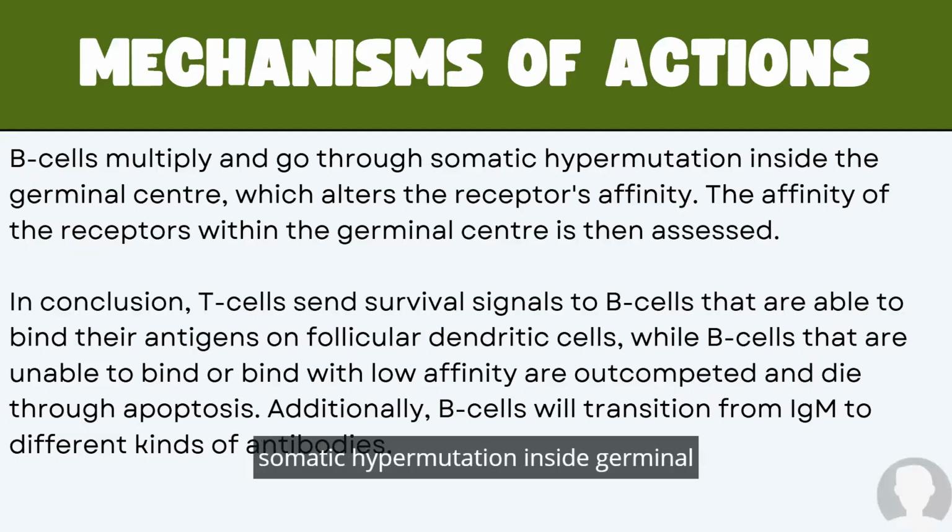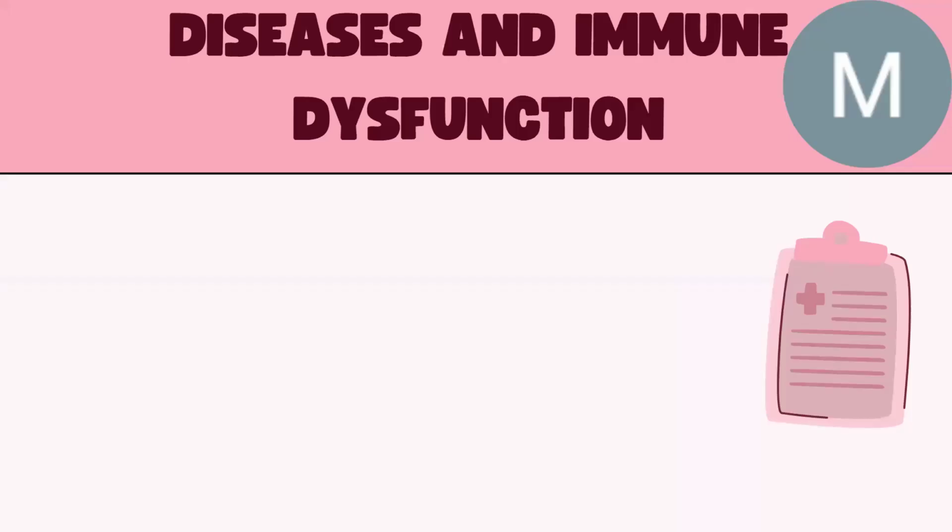So B cells then multiply and go through somatic hypermutation inside germinal centers, which alters the receptor's affinity. The affinity of the receptors within the germinal center is then assessed. In summary, T cells send survival signals to B cells that are able to bind their antigens on follicular dendritic cells, while B cells that are unable to bind or bind with low affinity are outcompeted and die through apoptosis. Additionally, B cells will transition from IgM to different kinds of antibodies.